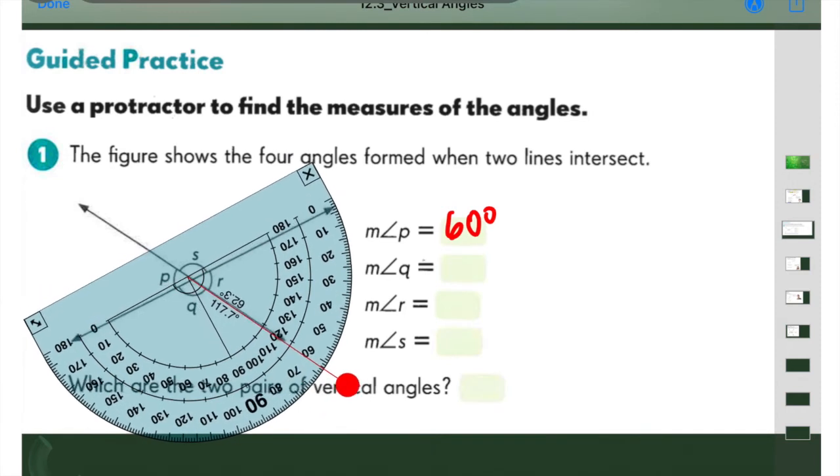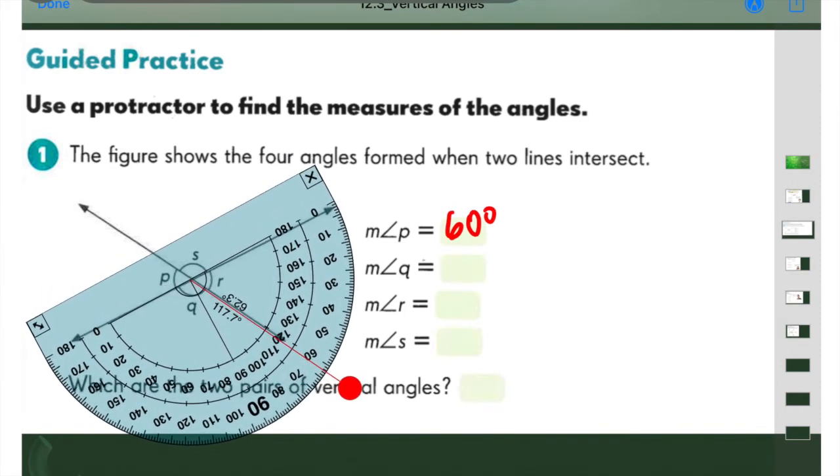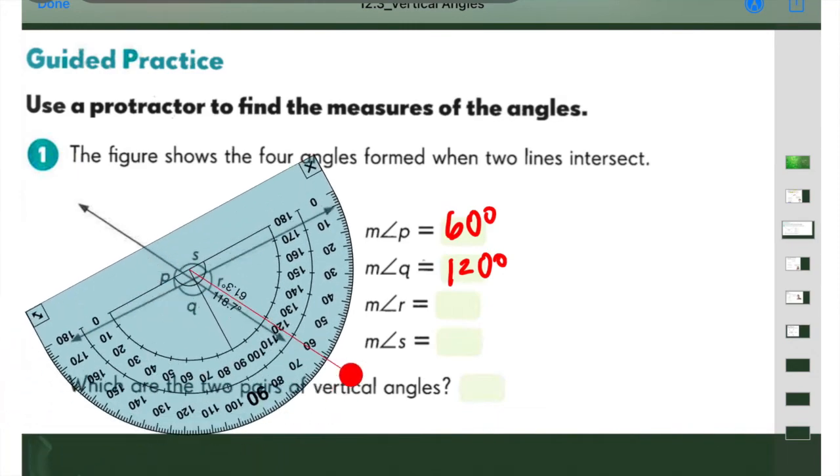Okay, so get this lined up. And I can see that the ray is passing through 0 on the inside scale. So I'm going to use the inside scale to measure this angle. And angle Q is at 120 degrees.